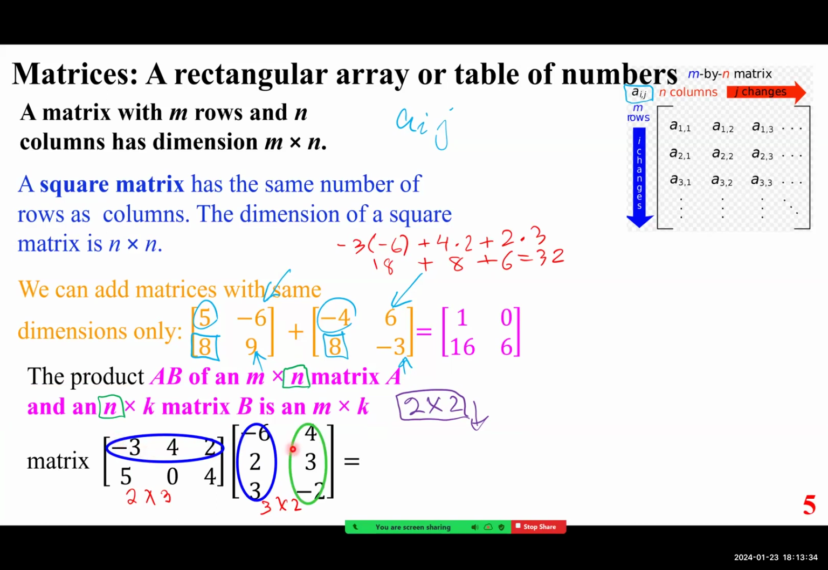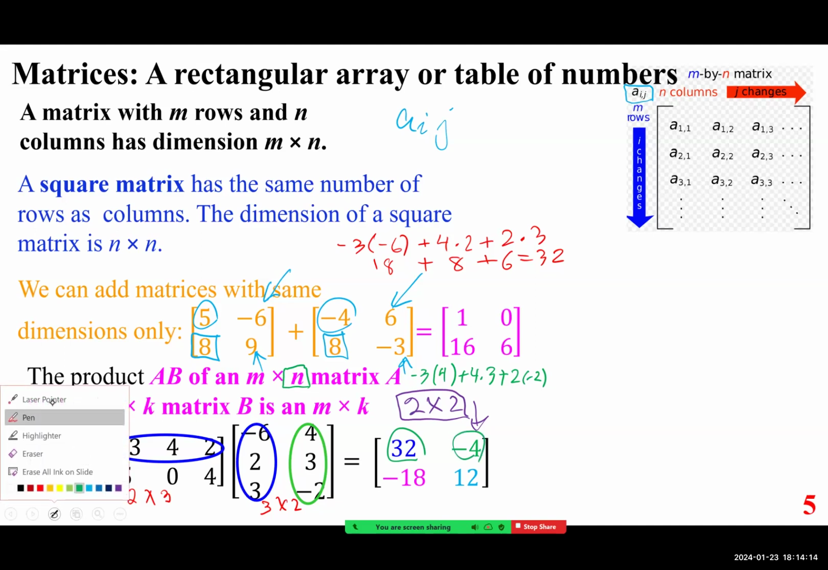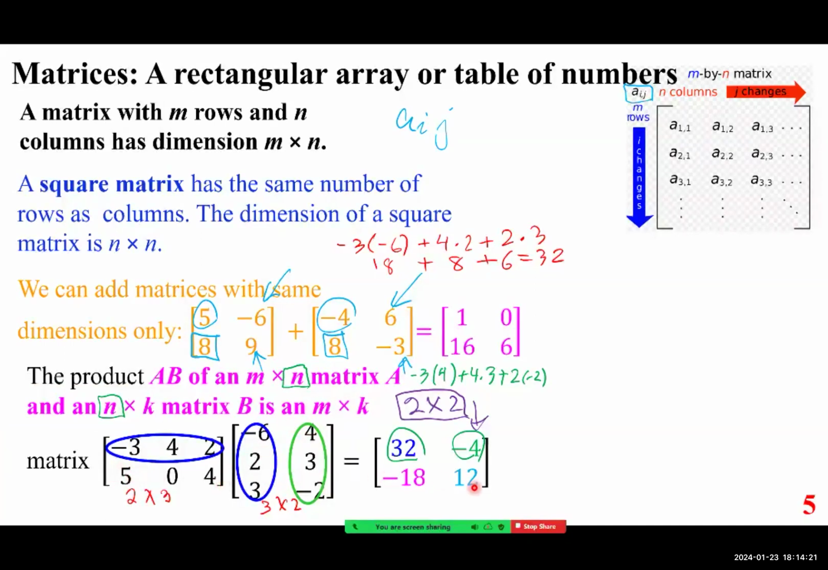Now, if I multiply this one by this one, I get the second entry in the first row. So negative 3 times 4, plus 4 times 3. Obviously, they cancel each other. They give us 0. Plus 2 times negative 2. And the answer is negative 4. So I hope you see that we did this too. And now multiply this one by this one, you get this one. Multiply this one by this one, and you get the last one. That's how the multiplication works.